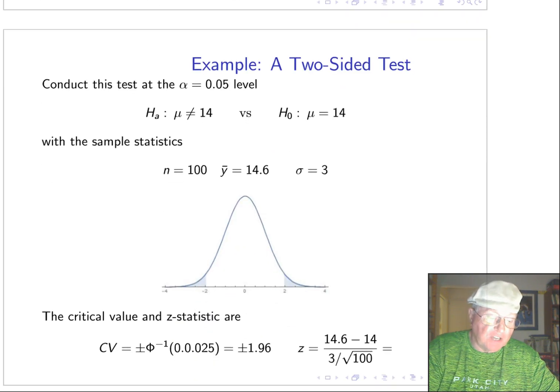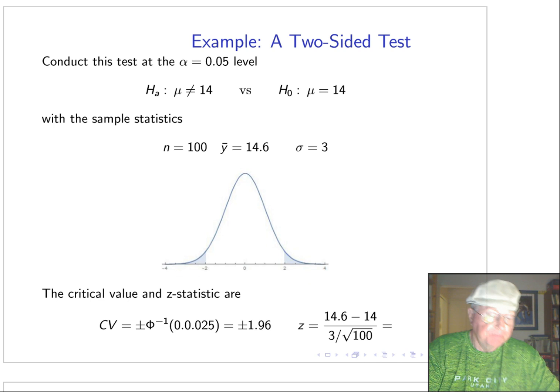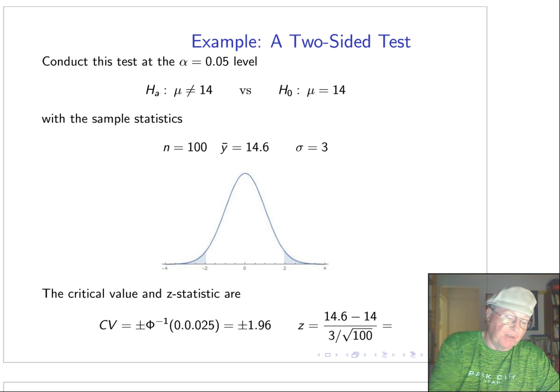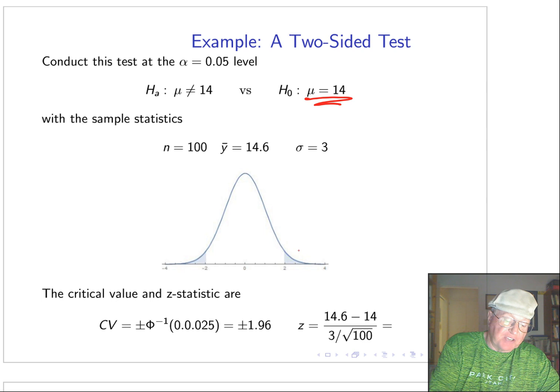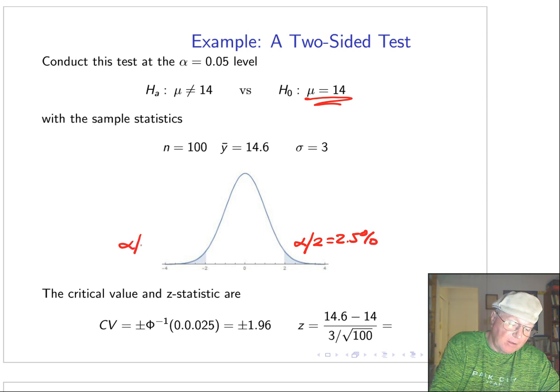How about a two-sided test? So now we're not sure whether the value is 14 or not. We think perhaps it's not 14. Then the null says, well, it is 14. So we have to see if it differs. This time, since alpha is 5%, and we can go either way, we have to look at alpha by 2, which is 2.5% on the high side and on the low side.